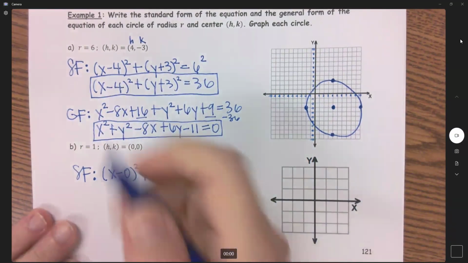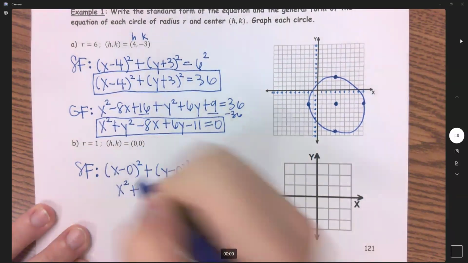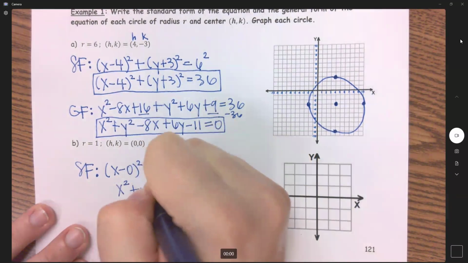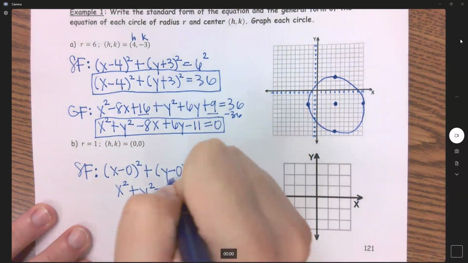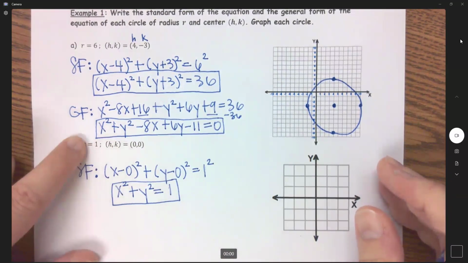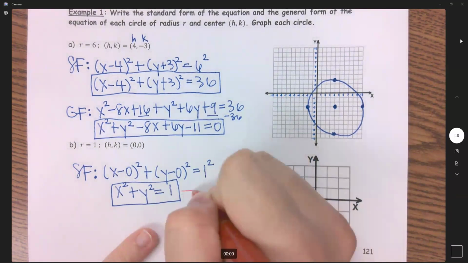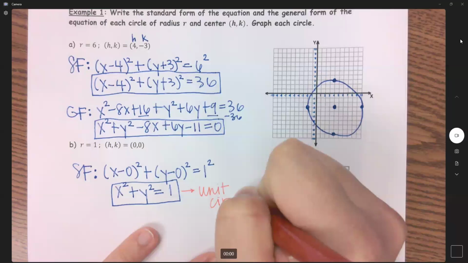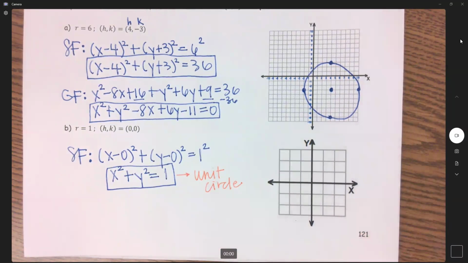X minus 0 is just x. So that's x squared. Plus y minus 0 is just y. So y squared. And 1 squared is 1. Standard form of a circle with center at the origin and a radius of 1 is this right here. This is actually a special kind of circle called your unit circle, which you will get very, very familiar with when you get to trig.